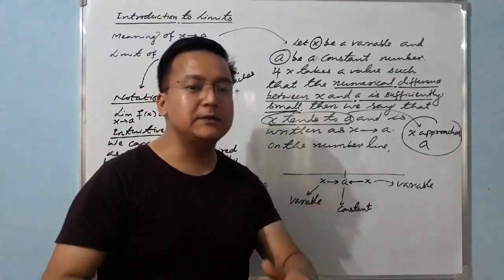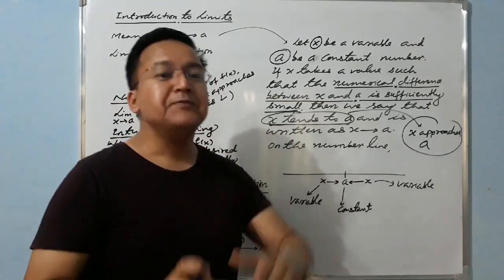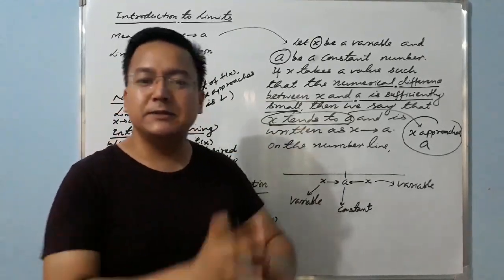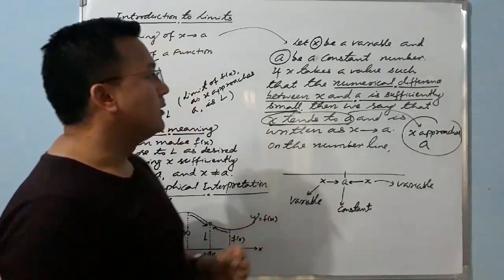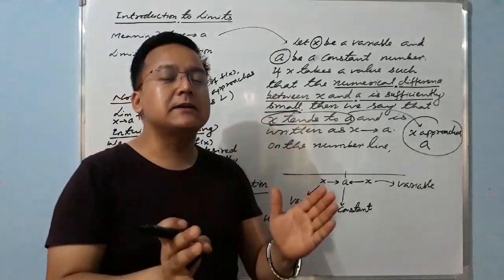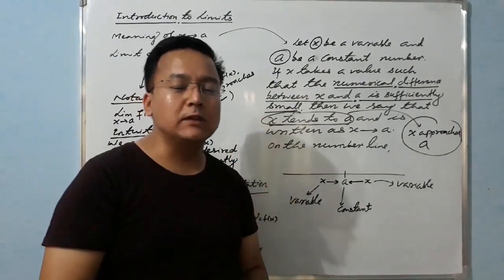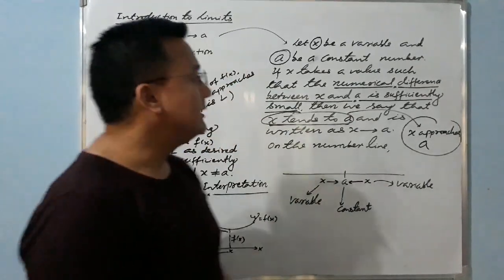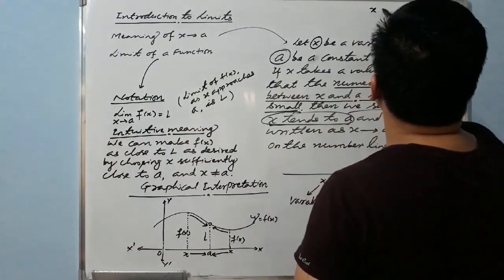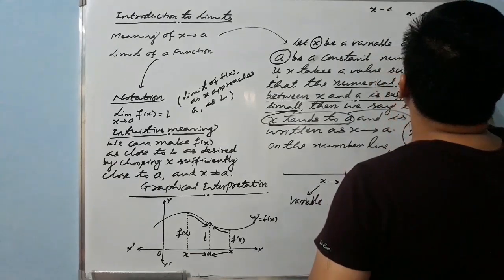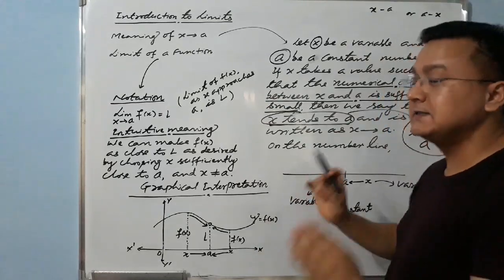Once again let me repeat: x is a variable here, meaning x can take any value near a, and a is a constant number, a fixed number which cannot be moved from here and there. Then if the numerical difference between x and a is sufficiently small, we can say x approaches a. Let me explain this numerical difference. Suppose the numerical difference means x minus a or a minus x, right? We only count the numerical difference, not the sign.